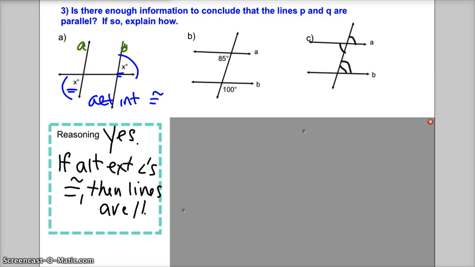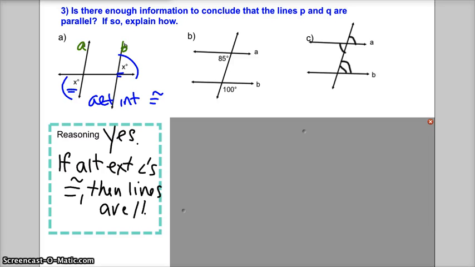Look at letter B. We have 85 degrees and 100 degrees. These angles off the bat have no special relationship. They're not corresponding or alternate interior or same side interior or any of that. That doesn't necessarily mean that the lines won't be parallel. It just means we might need a little more reasoning. Let's look at it again.